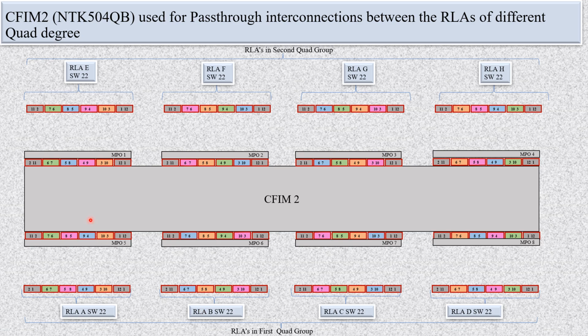In the same way, like the CCMD in the previous slide, where the CCMD is used to connect all the four RLAs, in the same way these RLAs can be used to connect these four RLAs, and these four RLAs are also used to connect all these four RLAs. So what happens? These four RLAs of the same degree quad group can communicate with four different RLAs in the different quad group.